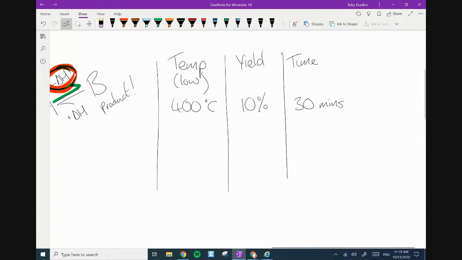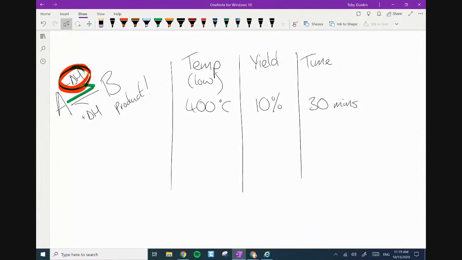So at this point, they look at the yield and go, it's a terrible yield. So let's lower the temperature. Let's go to 300 degrees. So we go to 300 degrees and the yield jumps to 30%. Now this time, because we've lowered the temperature, the time to make that is going to increase. And the time now goes to 45 minutes. Now at this point you go, right, was that worth it?